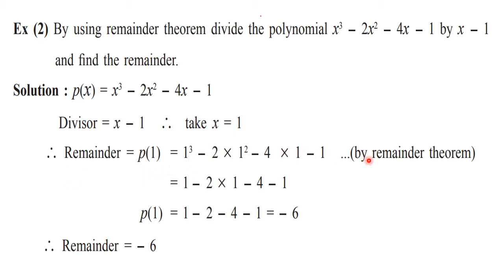So it is because of the remainder theorem which we have studied just now. Then 1 cube is 1, 1 square is 1, 4 into 1 is minus 4 here. So all the things are written. See, 1 cube is 1 as it is. Then minus 2 into 1 square is 1. Minus 4 into 1 is minus 4 and this minus 1 as it is. Okay, so again 2 into 1 is 2. So 1 minus 2 minus 4 minus 1.